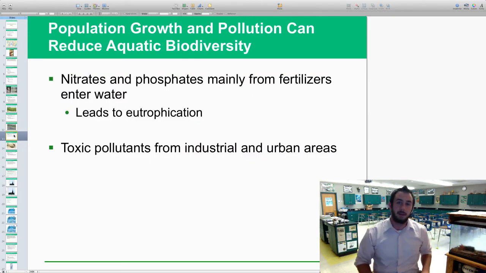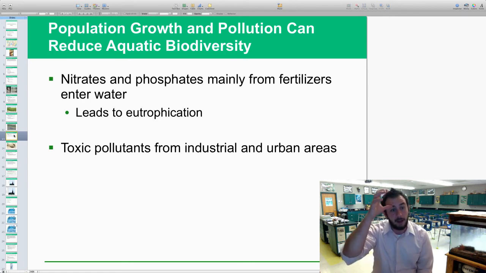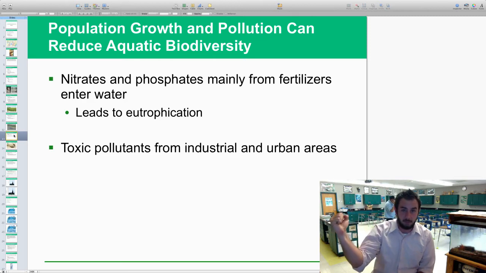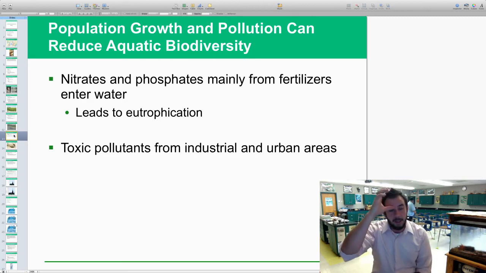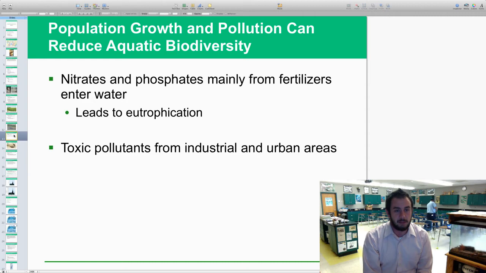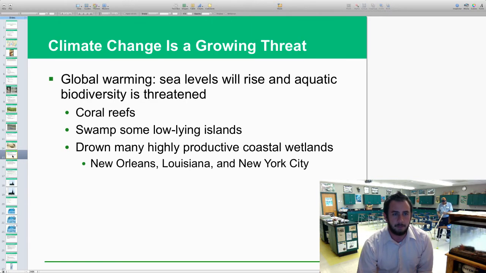But the problem is it's very hard to get rid of invasive species overall. That's the name, invasive. Population growth and pollution can reduce aquatic biodiversity, which we talk about a lot. When nitrates and phosphates from fertilizers run off into water, this leads to algal blooms, which cause major eutrophication. It's not just eutrophication, it's cultural eutrophication. And toxic pollutants entering from industrial and urban areas can also be a major problem and disrupt ecosystems.